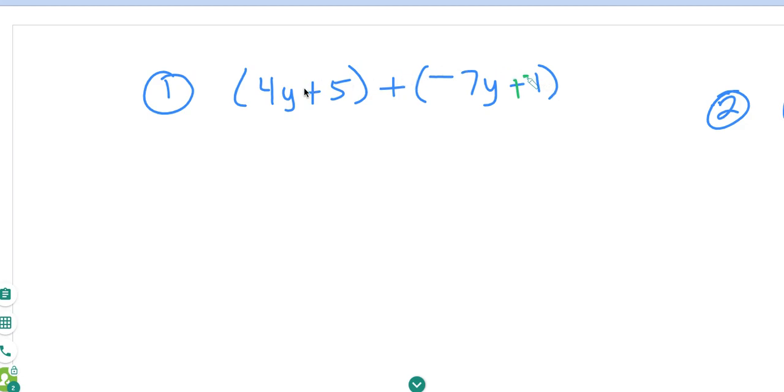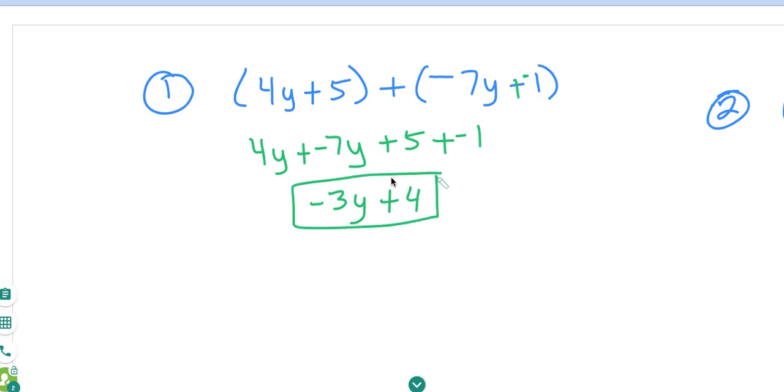And because they're all addition signs now, plus, plus, plus, we are going to use CPA. So we are going to write 4y plus negative 7y plus 5 plus negative 1. That's why it's very important to make sure that you do keep change and have all addition so that you can do CPA and you can combine the like terms, putting them next to each other so that you can simplify them. So now we're going to have negative 3y plus 4 is our binomial, and that is our answer.